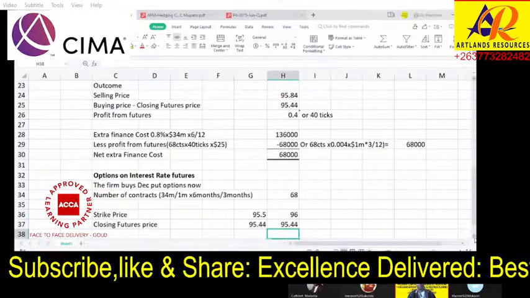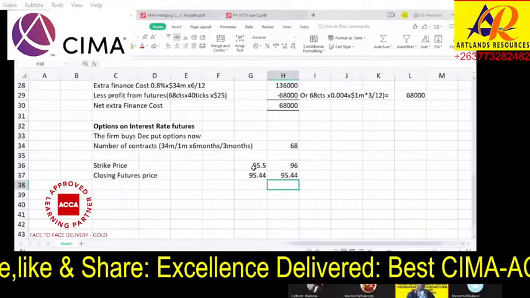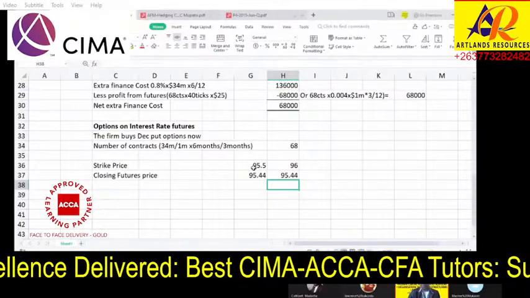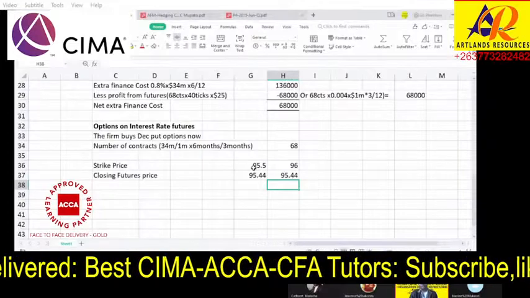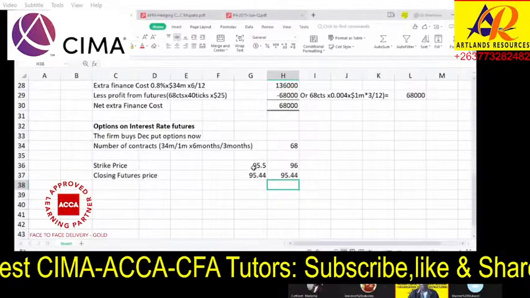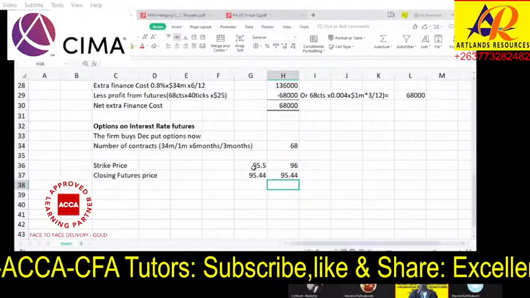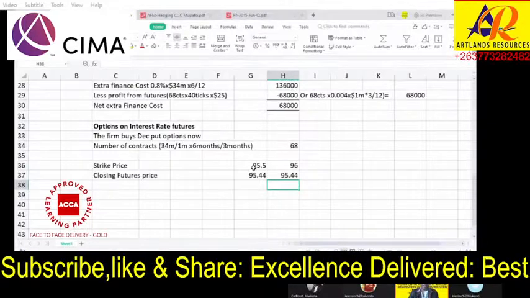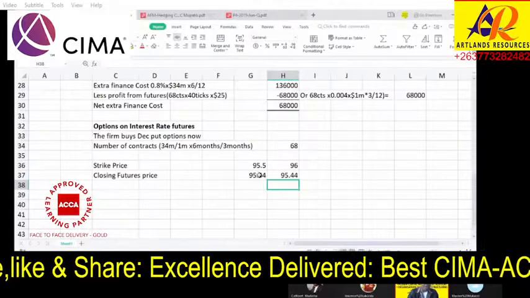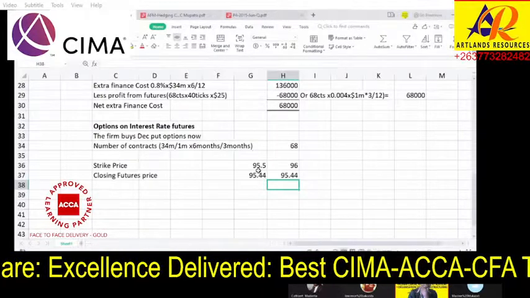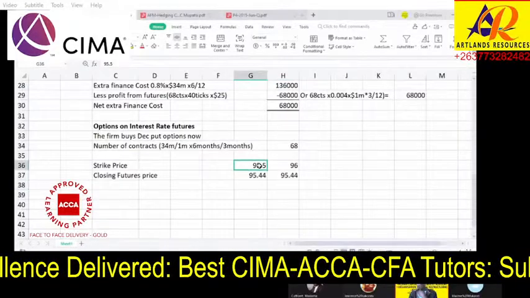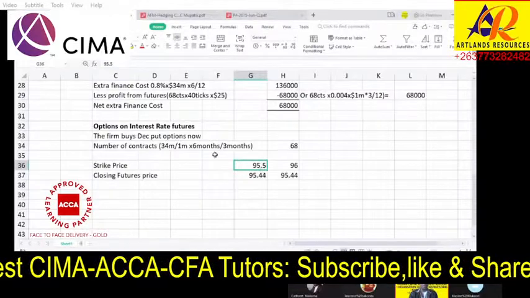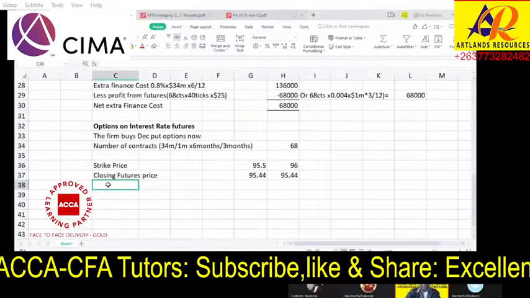So please pay attention to what I am now going to say. This is what you have to ask yourself when you are doing questions on this. I am a borrower, meaning I sell. Get it right. I am a borrower, meaning I sell. Now, the question is, do I sell at 95.5 or do I sell at 95.44? Clearly, I make a profit if I sell at 95.5 because this is higher than 95.44. So if I sell at strike price, at the option, I am said to have exercised the option.